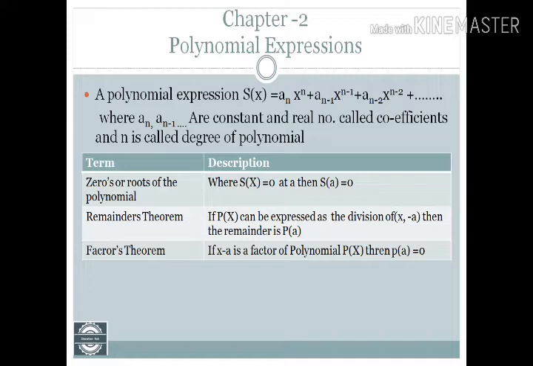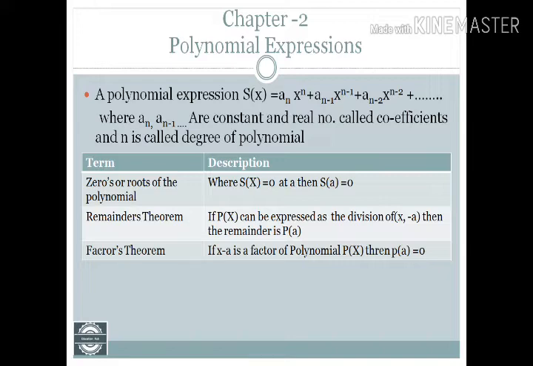Now come to the second chapter, polynomial expression. For a polynomial expression, you can represent p of x as a_n multiplied by x to the power n plus a_(n-1) x to the power n minus 1, plus a_(n-2) x to the power n minus 2, and ultimately you will get a_0 x to the power 0.